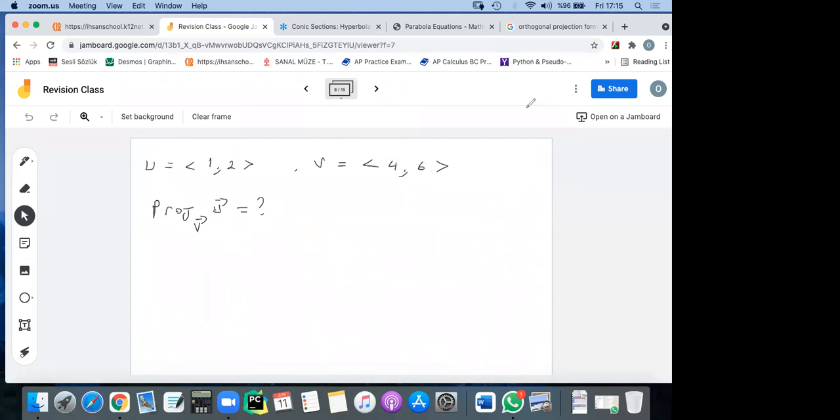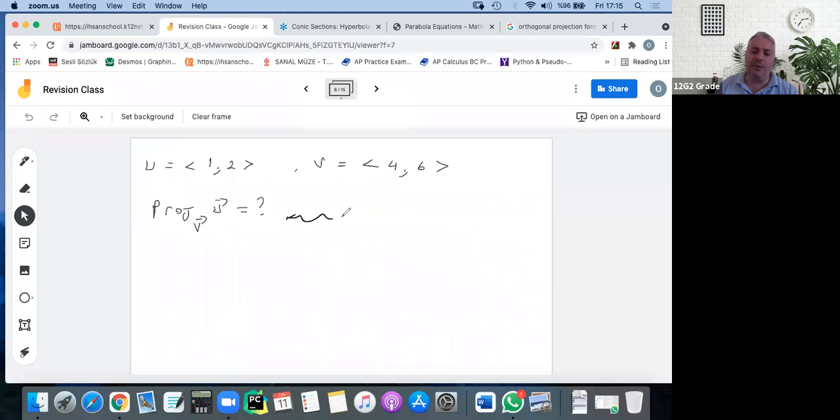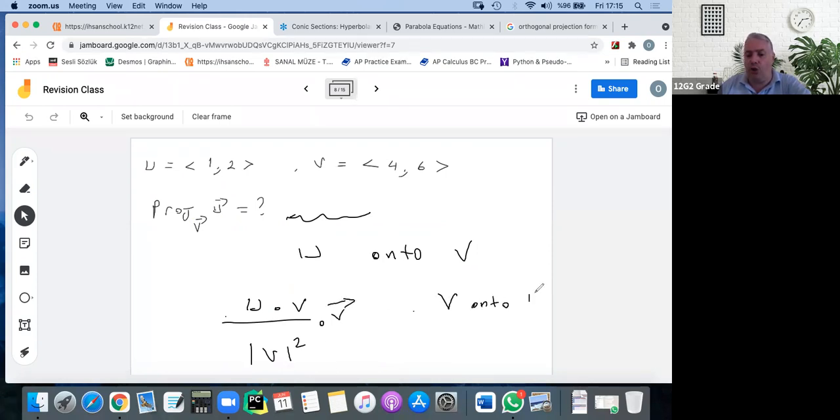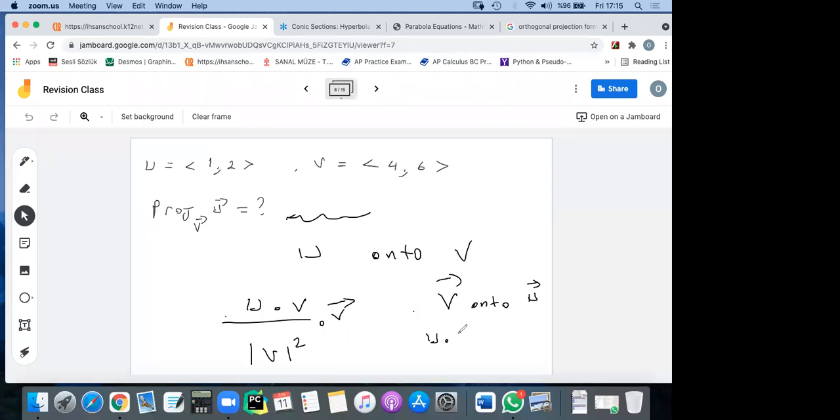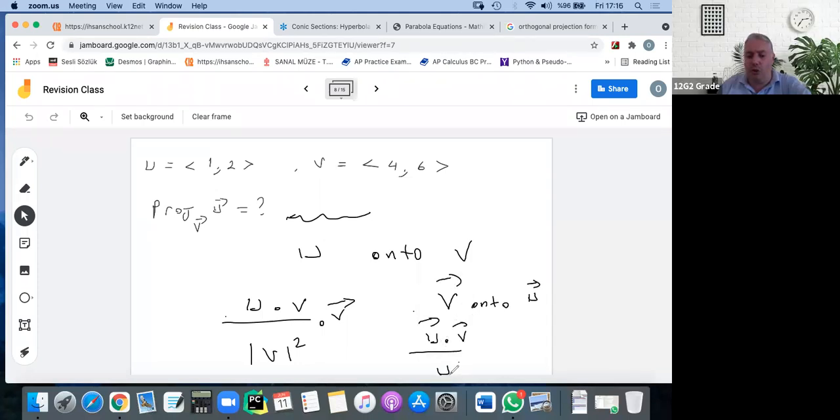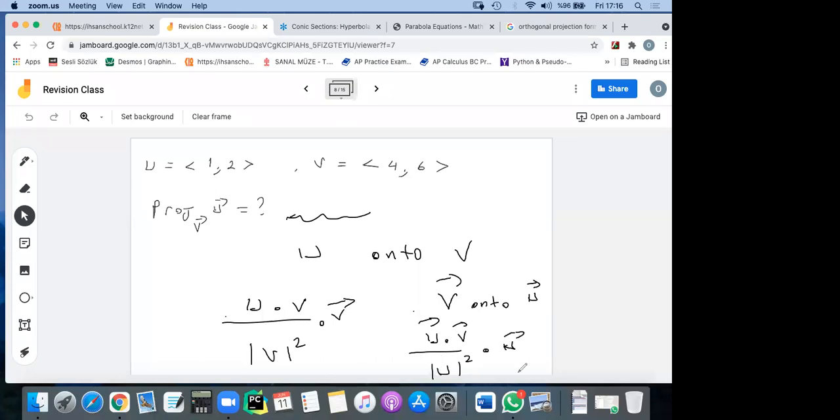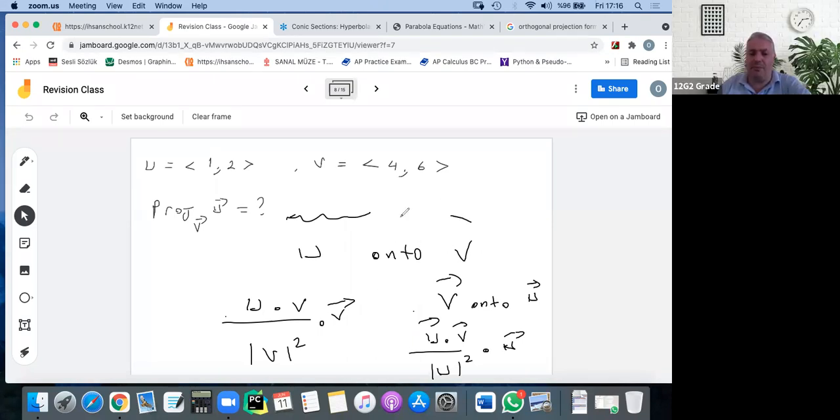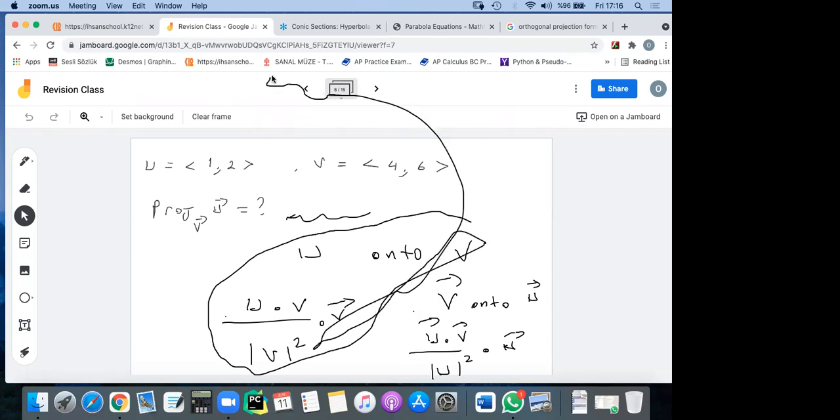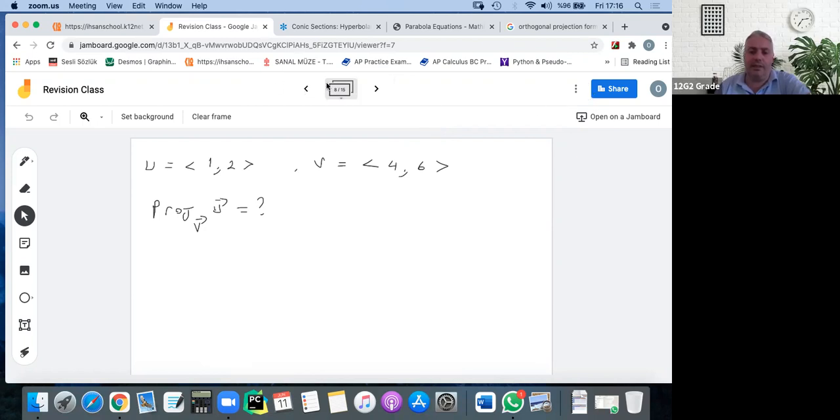Let me tell you, you should be careful for this. When it says find the orthogonal projection of u onto v, it is u dot v over norm of v squared, times v. If it says v onto u, then it is v dot u over norm of u squared, times u. That's the difference, so be careful about this. Most probably in your exam, you will see this case. Let's continue.